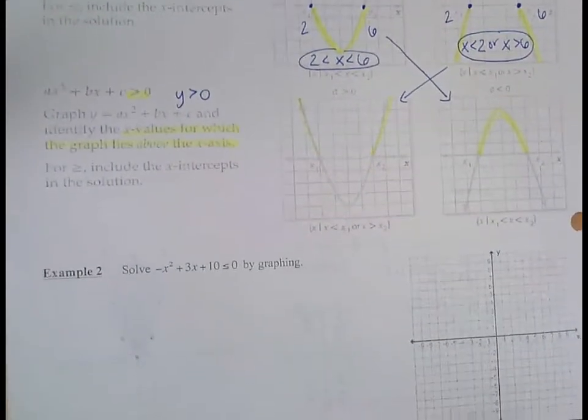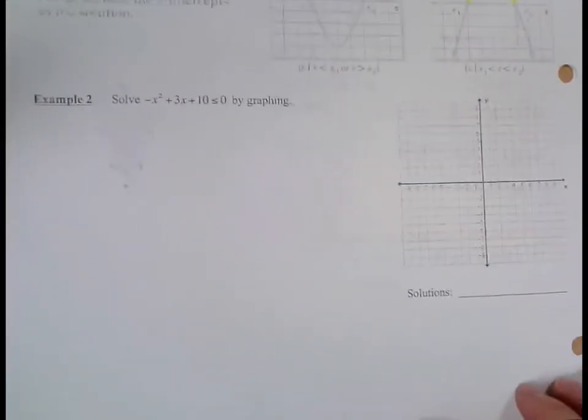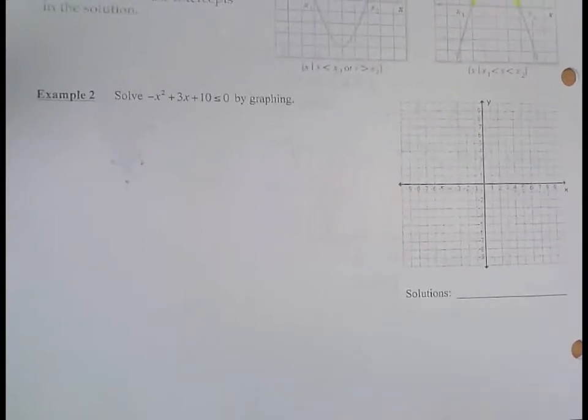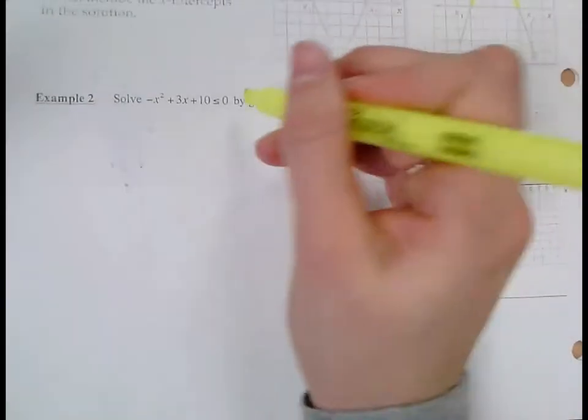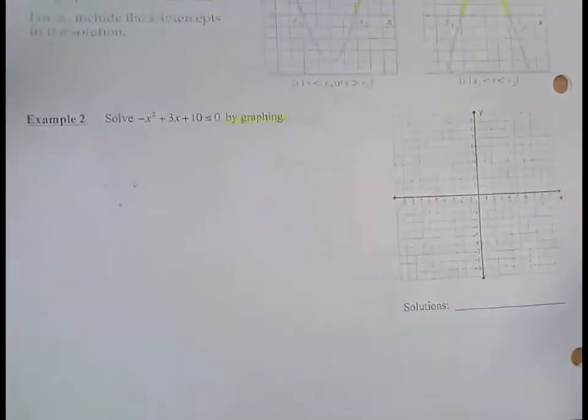Okay, so I'm going to move this as long as we're good. Look at example 2. So the problem is going to look like this. It says solve negative x squared plus 3x plus 10 is less than or equal to 0, and it says solve by graphing. So that's important because we are also going to go through an algebraic method to do this.